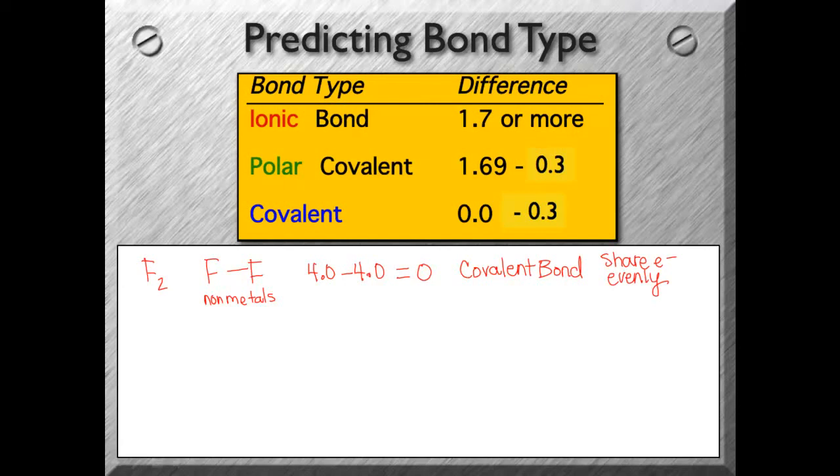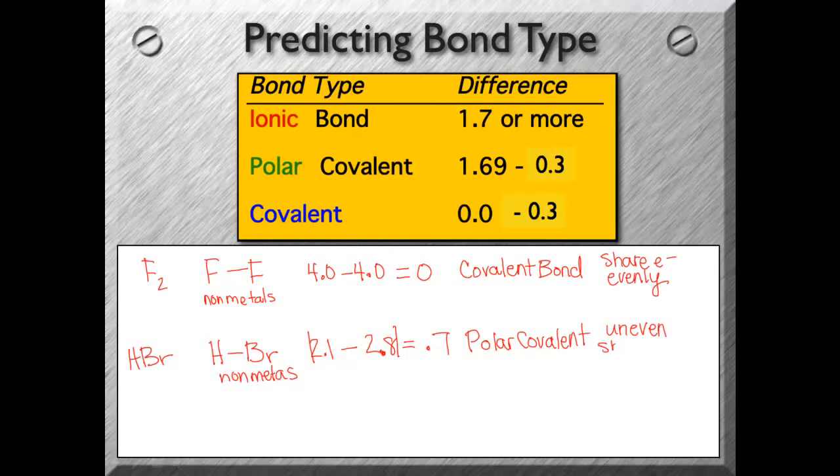If we look at hydrobromic acid, we're going to have hydrogen with bromine. Both are nonmetals. And here we're going to have 2.1 minus 2.8. And you want to take the absolute values. We don't care about negative signs. So this will be 0.7, which according to our chart is a polar covalent. This will be an uneven sharing of electrons. Bromine will be a little greedy and the electrons will stay to this side. So bromine will be partially negative and hydrogen will be partially positive.